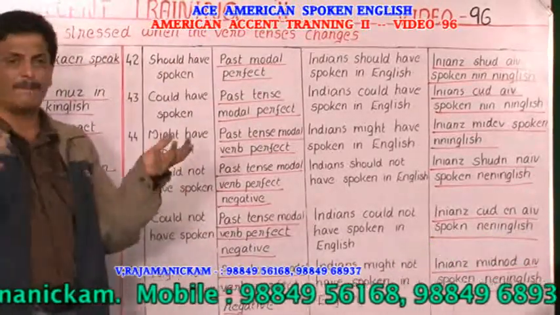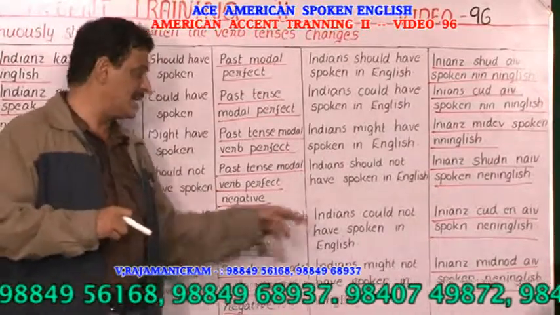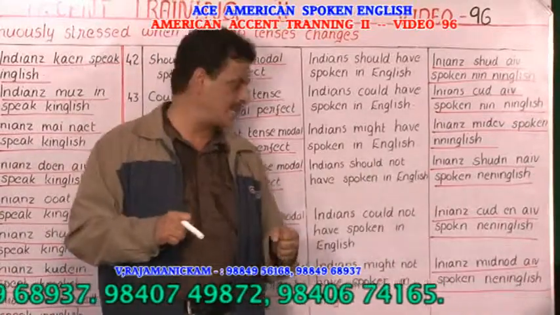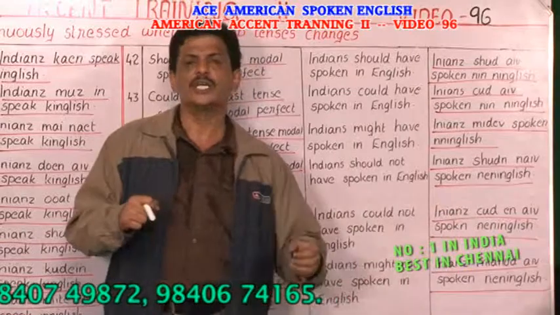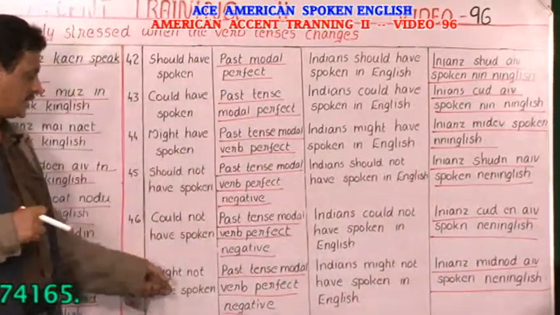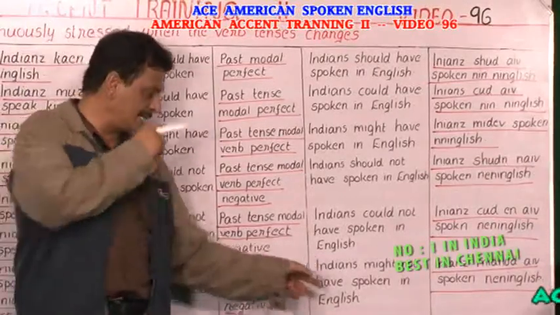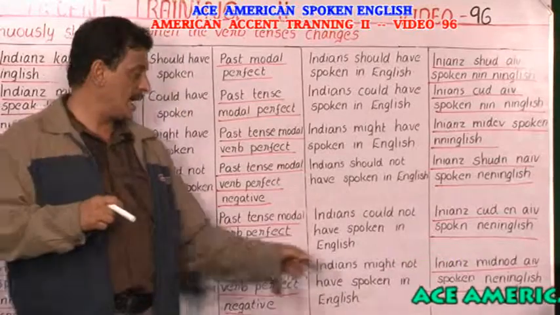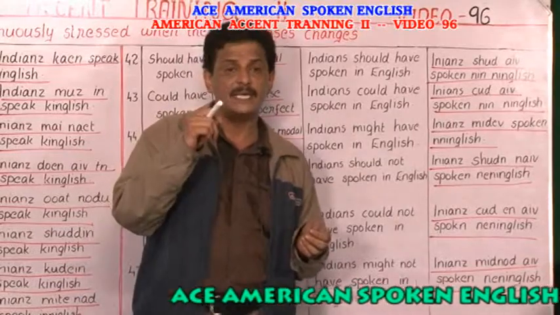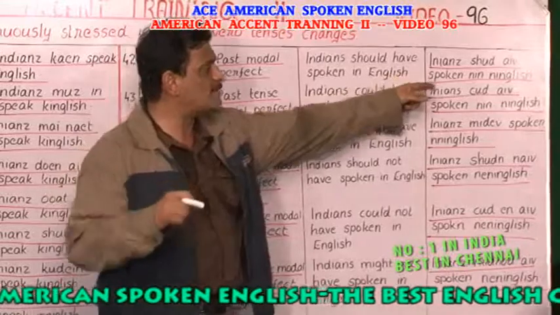could not have spoken, பேசி இருக்க முடியவில்லை. Past tense, modal, verb, perfect, negative. Indians could not have spoken in English. Indians couldn't have spoken in English. இந்தியர்களால் ஆங்கிலத்தில் பேசி இருந்திருக்க முடியாது. might not have spoken, past tense, modal, verb, perfect, negative. Indians might not have spoken in English. இந்தியர்கள் ஆங்கிலத்திலே பேசாமல் இருந்திருக்கலாம். So everybody say together, Indians should have spoken in English.